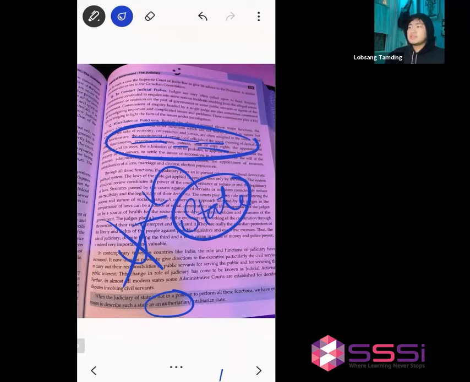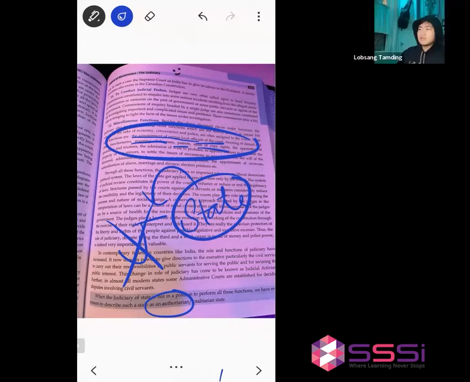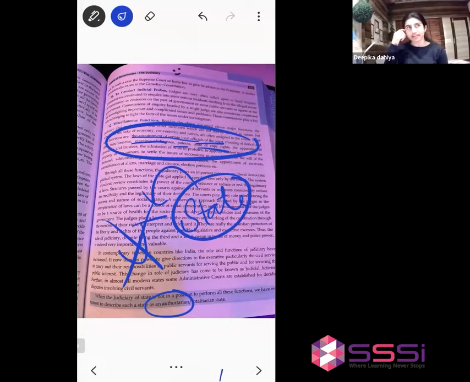Totalitarianism is when everything is in the control of the government: judiciary, executive, everything. China is an authoritarian state, but to a very large extent we can't say completely totalitarian, because so many functions have now been delegated to other agencies also.